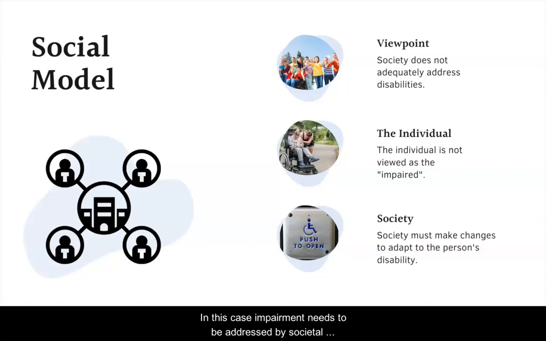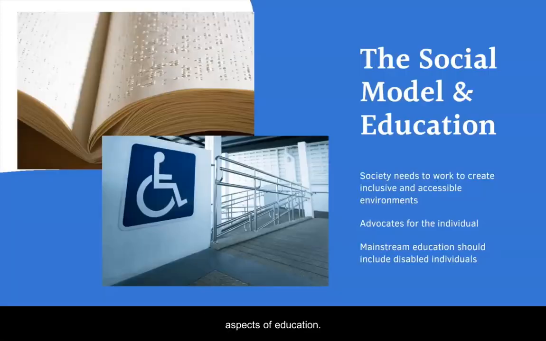In the social model, disability is looked at in terms of the interaction between the individual and society. In this case, impairment needs to be addressed by societal change to ensure that those with a disability can have equal and adequate access. This model focuses on the actual needs of the person and does not view the individual as the problem. Now, let's take a closer look at how this model interacts with aspects of education.